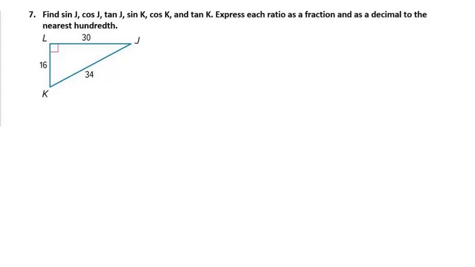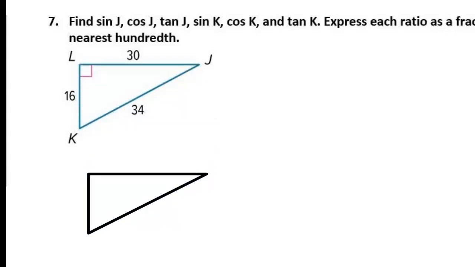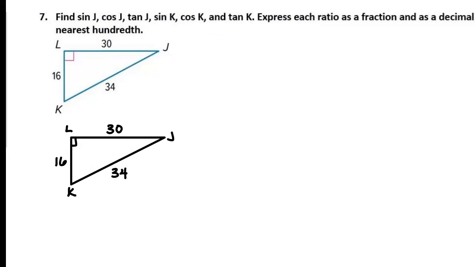Find sine J, cosine J, tangent J, sine K, cosine K, and tangent K. All right, so I'm going to draw this triangle again so that I can circle it up and label it for both of these. So here's L, here's K and J, 30, 16, and 34.